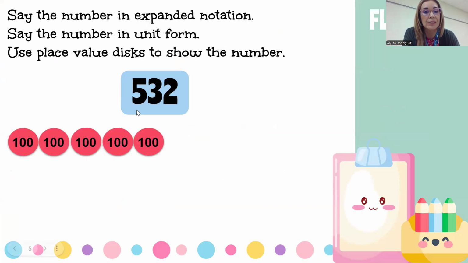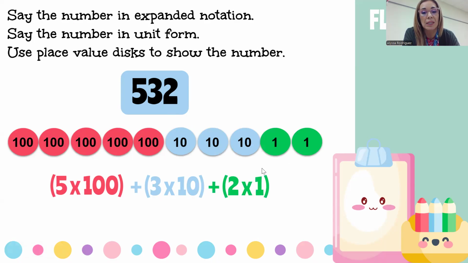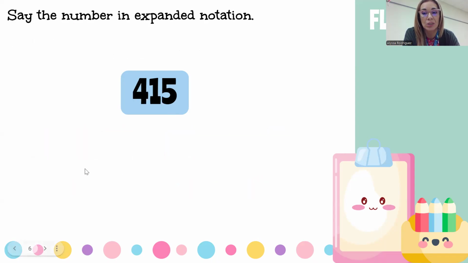So here are our discs. We got 5. 1, 2, 3, 4, 5. 100, 200, 300, 400, 500. There's our 5 times 100. Then we have our 3s. 1, 2, 3, 10, 20, 30. We got the 3 in the tens place. Then 2, 1, 2, 2 in the ones place. So this is what it looks like in expanded notation.